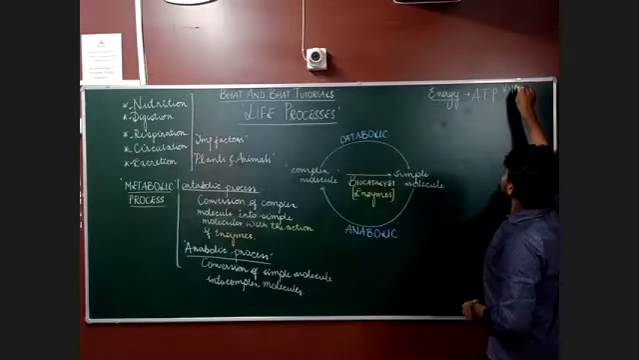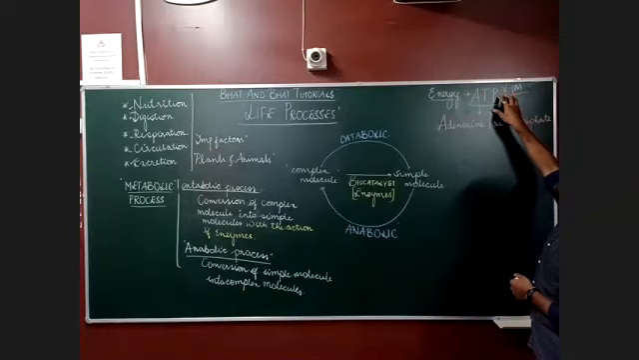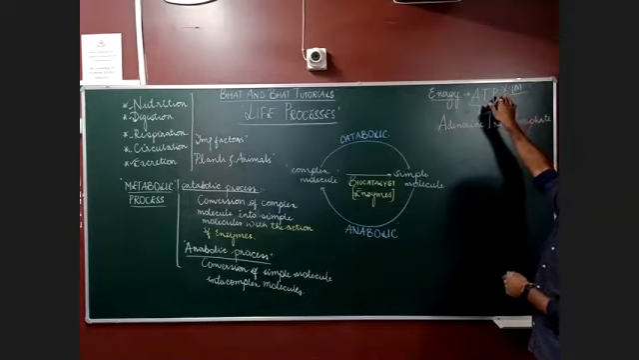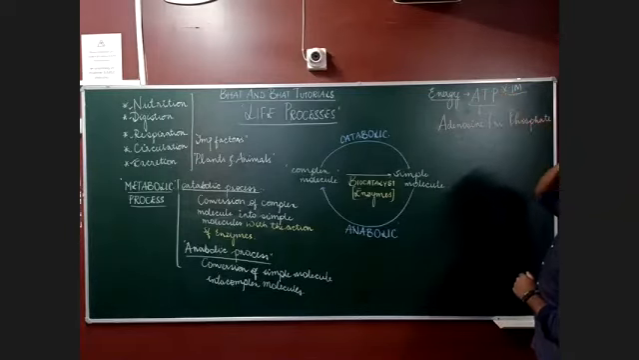ATP is abbreviated as adenosine triphosphate. So ATP is the actual form of an energy present in the human being. So how do we abbreviate ATP? It is abbreviated as adenosine triphosphate. I hope it is clear for all of you.